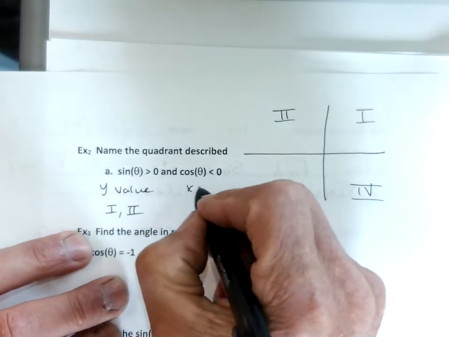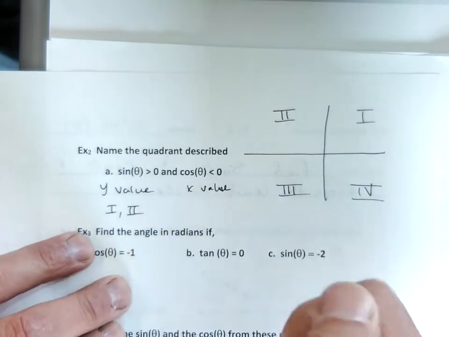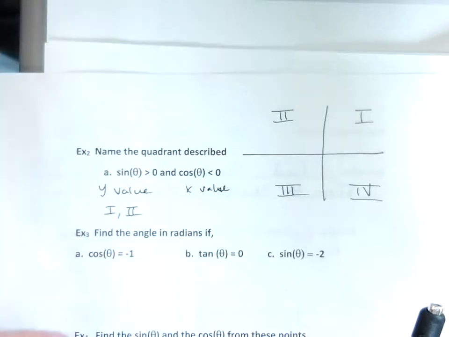Cosine is my x value, but this is going to be a negative. So cosine being the x value is negative in quadrants 2 and 3.